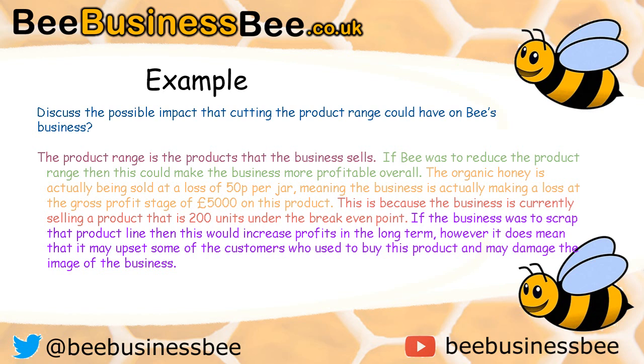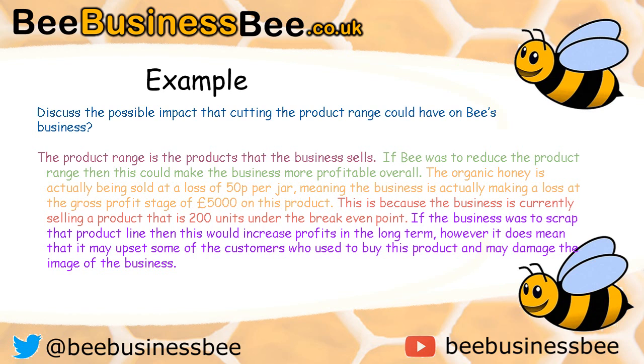The organic honey is actually being sold at a loss of 50p per jar. So I looked back at my table and thought, they're losing money here. They're selling these items at a loss. Meaning the business is actually making a loss at the gross profit stage of £5,000 on this product. Now I performed the calculation. That's application. And by doing that, that takes this answer to the next level.